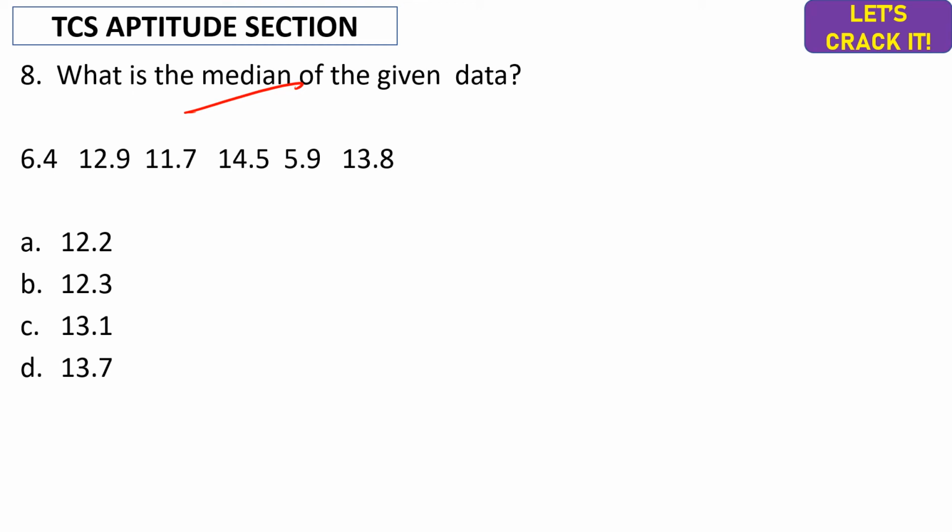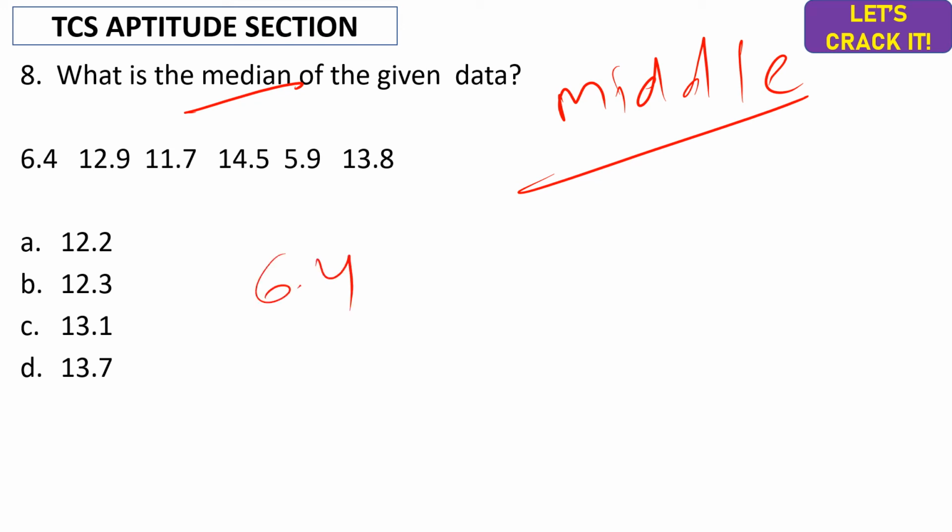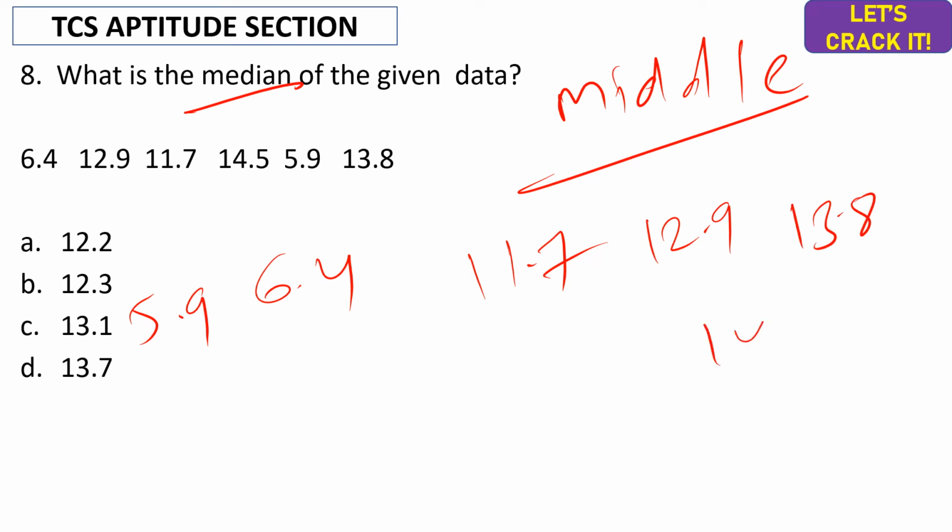So this is a kind of easiest question, like a median. The median formula is the middlemost element. Simply the middle element when arranged in descending or ascending order. The first step is I need to arrange it in ascending order: 5.9, 6.4, 11.7, 12.9, 13.8 and 14.5.